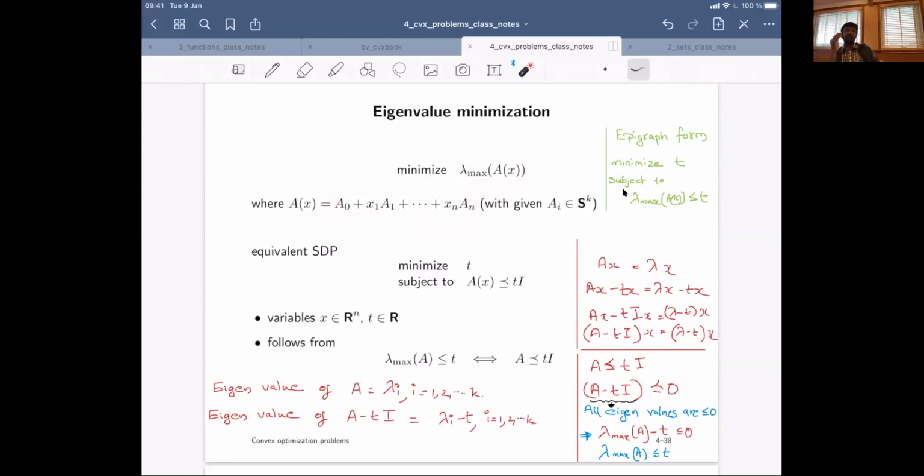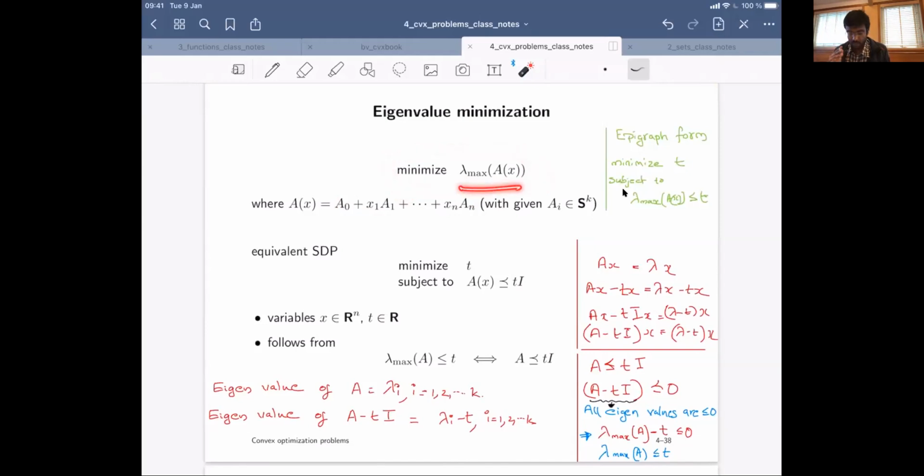This is not easy, because how do you find the eigenvalues of a matrix? You have to take the characteristic equation and find the roots of that. Then you will get the eigenvalues, and then pick the maximum value. But what happens if your characteristic polynomial has a power like 100? There is no direct formula to find that. So this problem itself is very complicated, and you cannot solve it very easily.